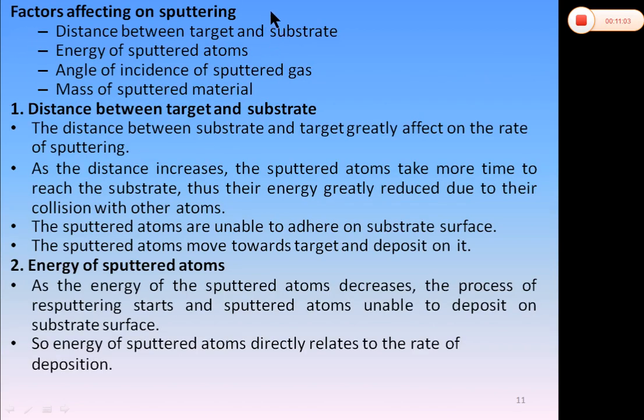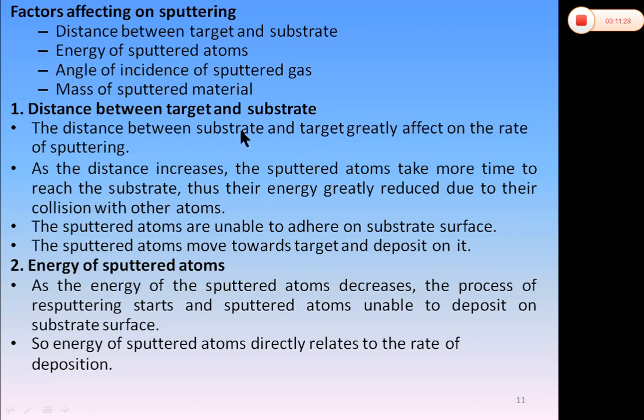Now we will discuss the factors affecting the sputtering. Distance between target and substrate. First, our factor is the distance between target and substrate. I want to tell you that there should be a suitable distance between the target and substrate. The distance between substrate and target greatly affects the sputtering.